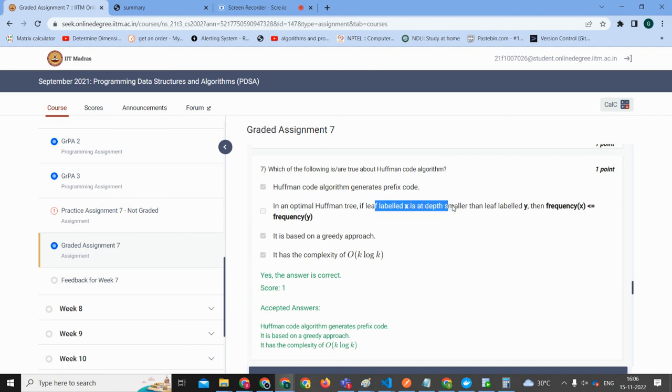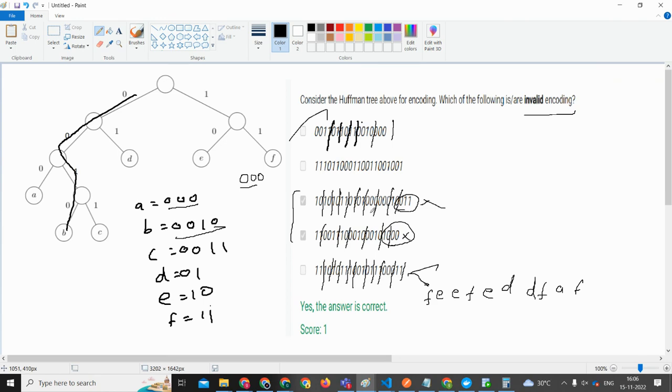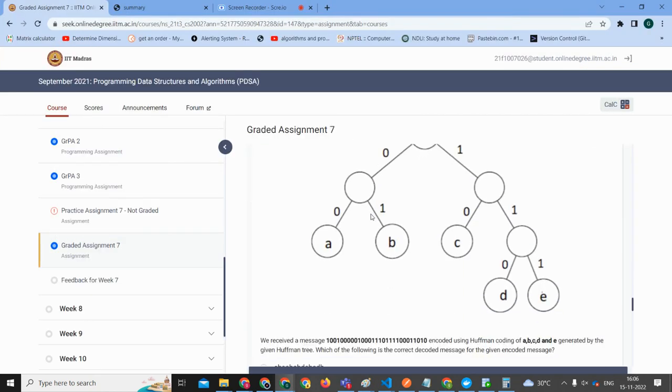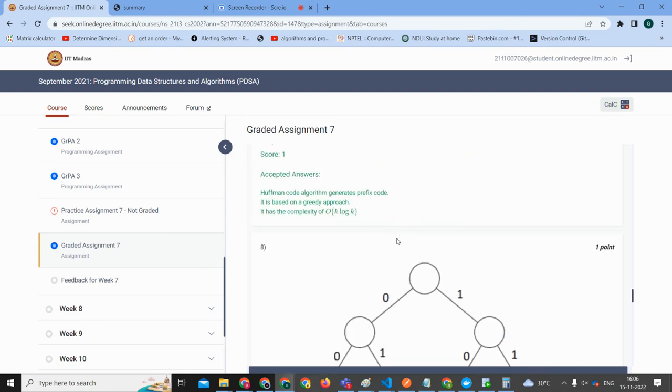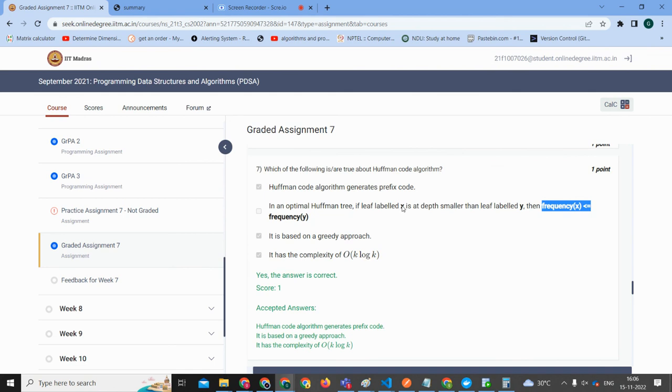In an optimal Huffman tree, if leaf x has depth smaller than leaf y, then the frequency of x is less than or equal to y. Depth is smaller, then yeah, this is just the opposite. You would have seen it in the previous question. Whichever has the higher frequency will have the lowest depth. In this case it's saying x is at the smallest depth, where x would have the lower frequency. That's not the case, all right? So that should be greater than or equal to.